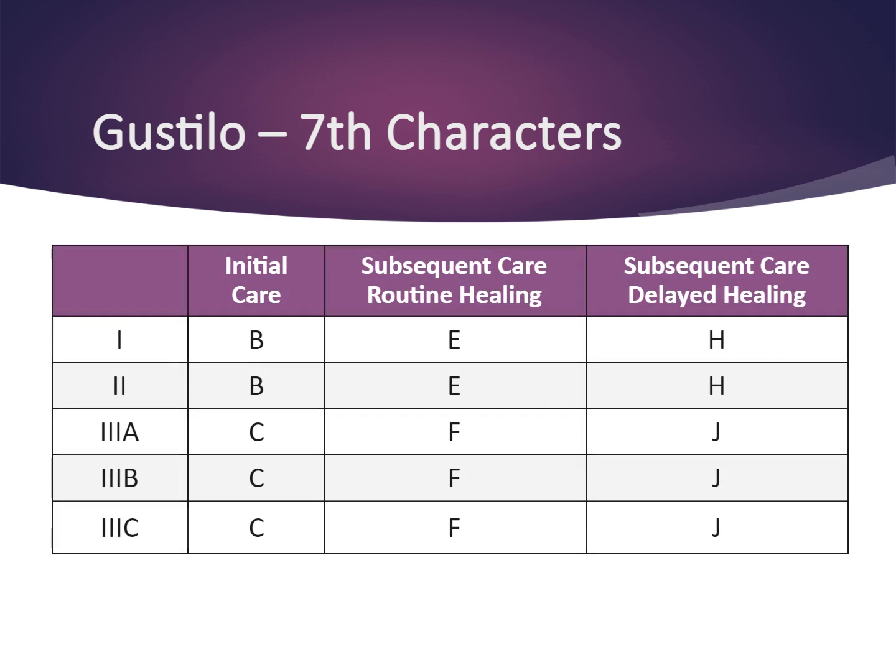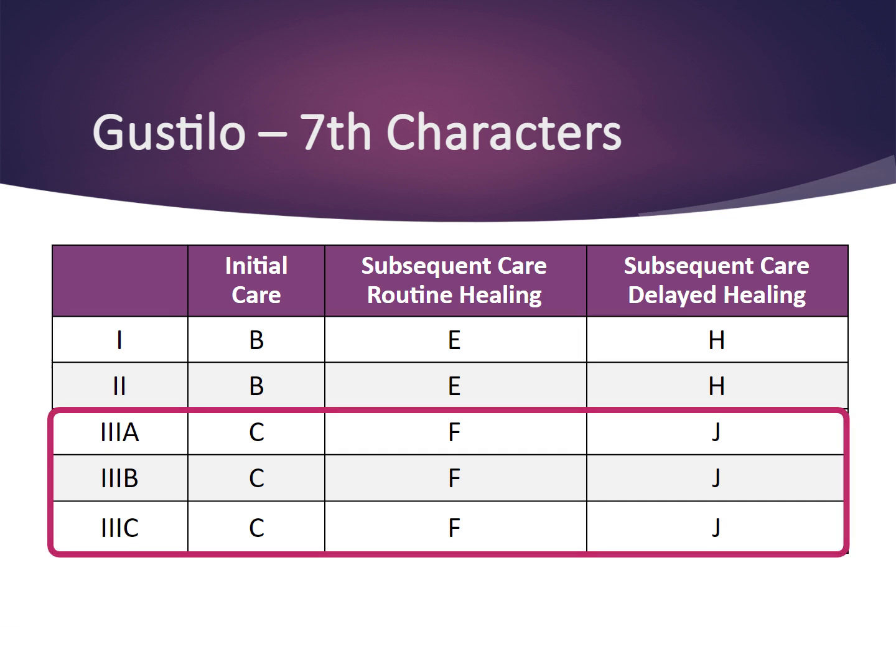And here we have the 7th characters that would be associated with each of those Gustilo classifications. You can look at the chart and see for a 1 classification, your initial care would be the B for that open fracture. You've got the E for routine healing and the H for delayed healing. It would be the same 7th characters for a class 2. For class 3A, 3B, and 3C, again, our diagnosis code is going to capture that severity by using this C for initial care. It's going to show how bad that is.